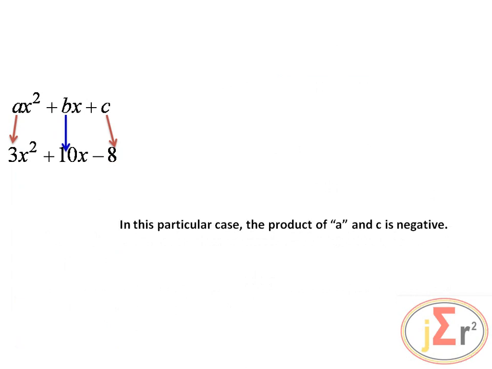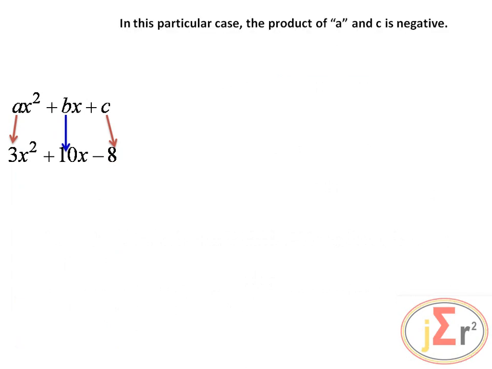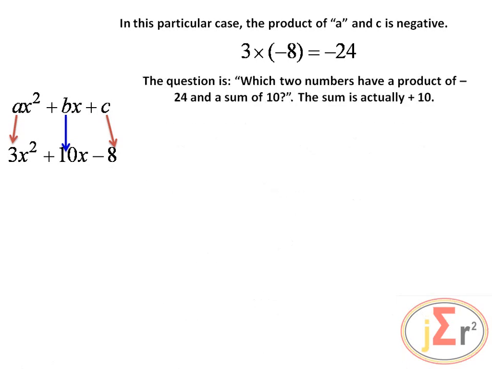So here we have another situation. In this particular case, the product of A and C is negative. As we see, 3 for A and negative 8 for C. 3 times negative 8 is equal to negative 24. So the product is negative.